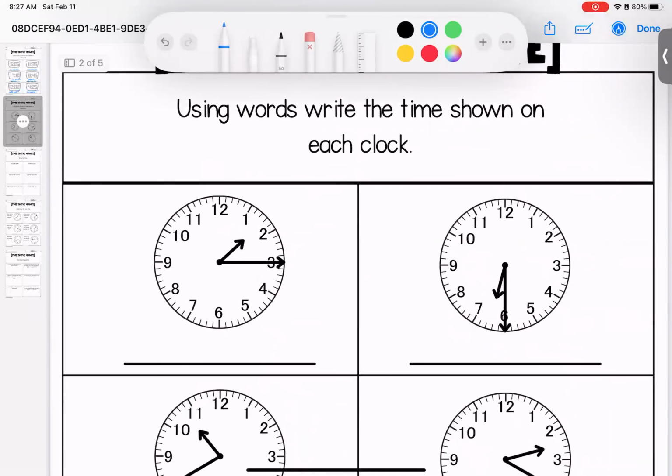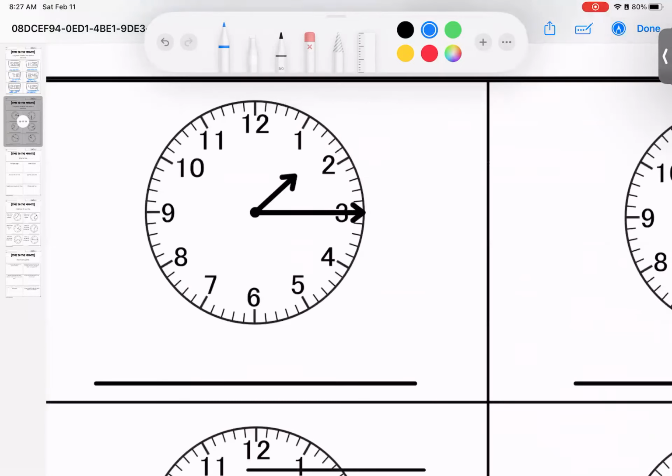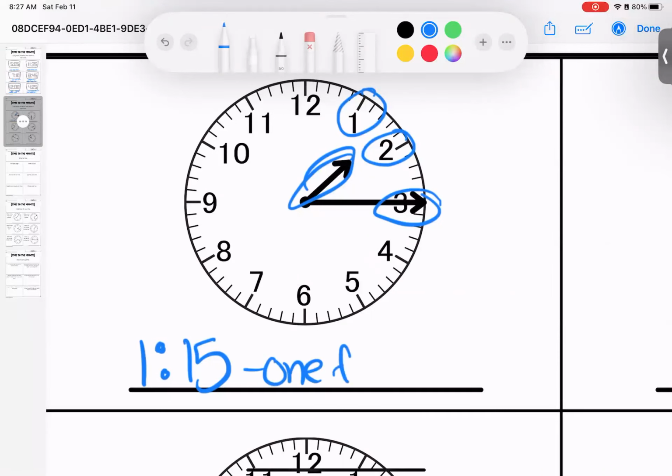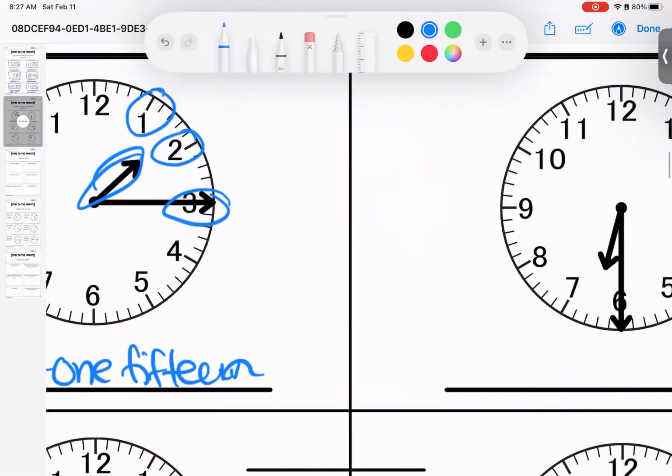All right, so faces, taking a look at our second type of time where we are writing in words based on the time that is on the clock. So if we're looking, it is after the 1, because I'm looking at my hour hand, after the 1, not quite yet to the 2. So we're going to say it's 1. And then how far? We have 5, 10, 15. So this would be 1:15 if I wrote it in numbers, or one fifteen if I wrote it in words.